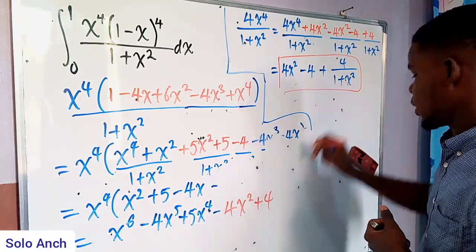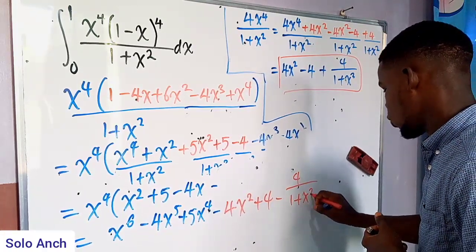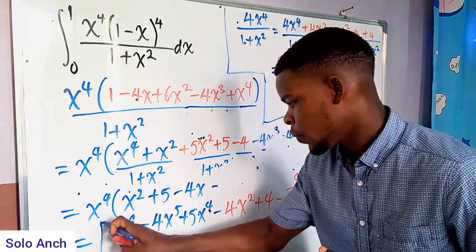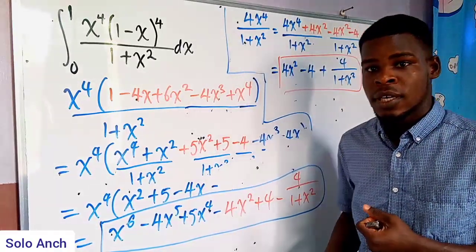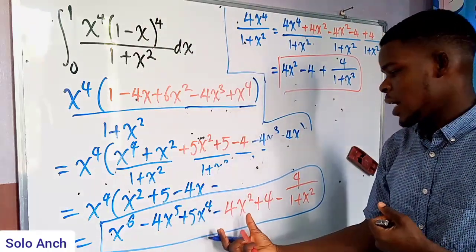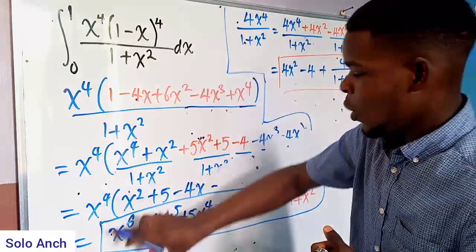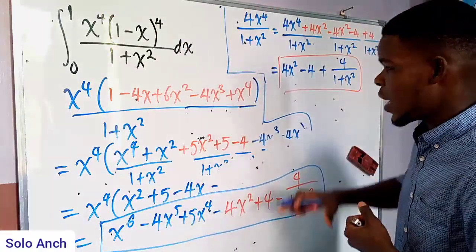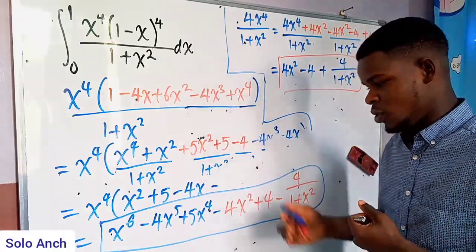The negative of that will become negative 4 divided by 1 plus x squared. So all in all, the integrand, which is what we have inside here, has been rewritten as this. What we'll be doing now is integrating all of these from 0 to 1. So I'll clean everything, put this one here, and we'll continue solving.